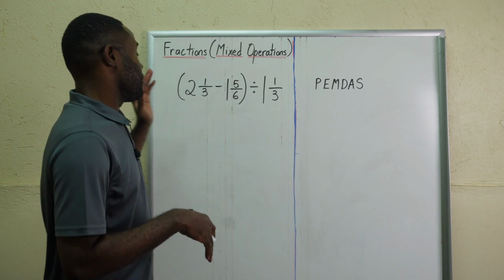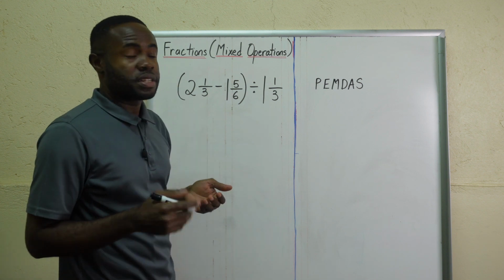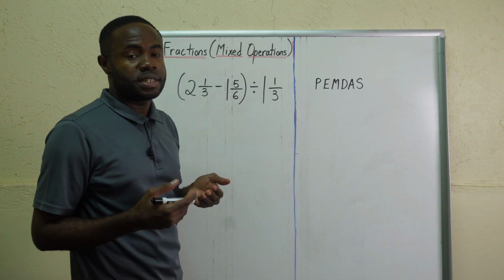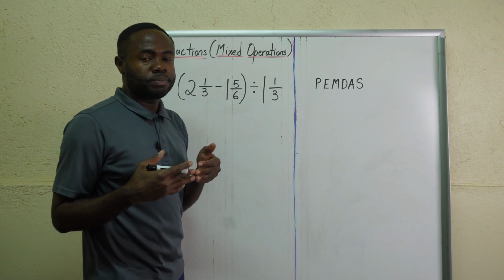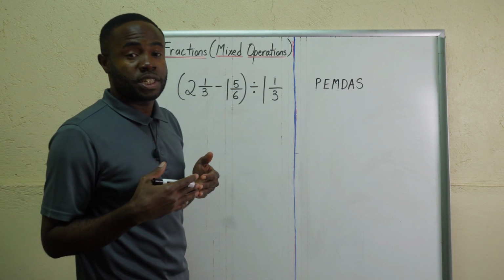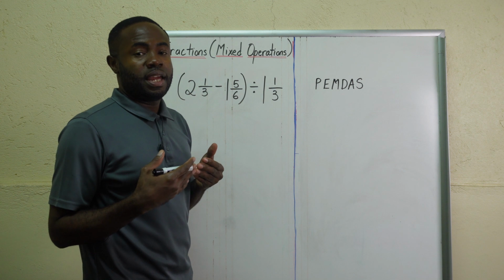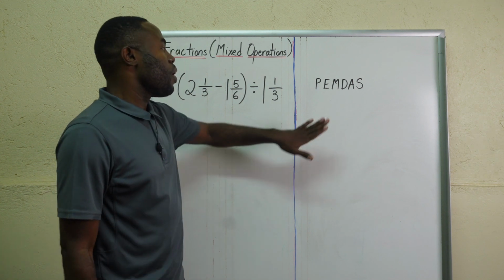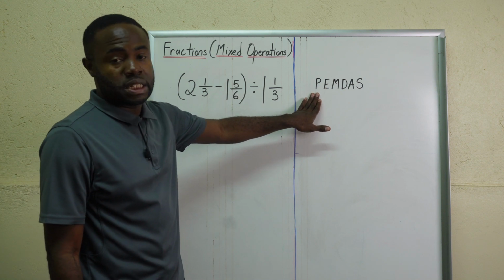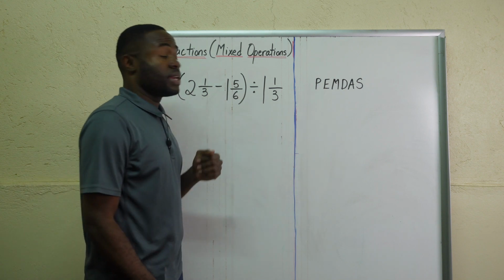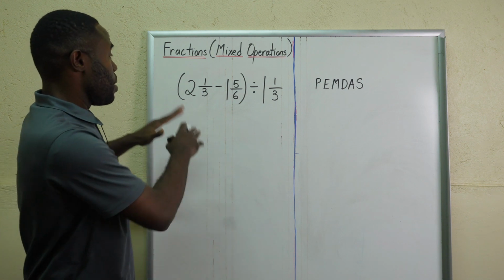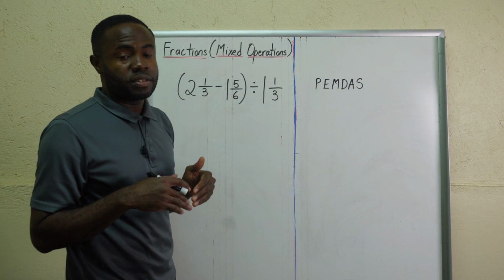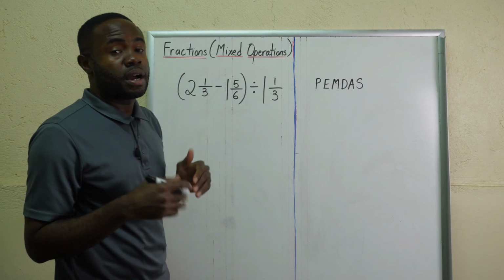Whenever you're working fractions, mixed operations, I'm recommending you use the PEMDAS, where P stands for parentheses, E stands for exponent, M for multiplication, D for division, A for addition, and S for subtraction. You always do what's in parentheses first. So, as you can see in this question, there is a parentheses. So you'll ensure that you work what's in the parentheses first, then you can get to the next operations.